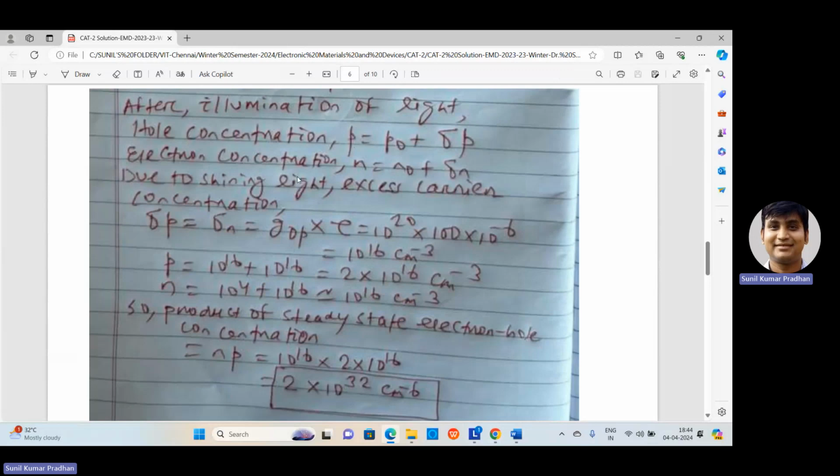And what will be my electron concentration? That is equal to N, which is equal to N naught plus the change in electron concentration. N naught is the electron concentration before the light exposure. Due to shining of light, there will be excess carrier concentration. Now how can we calculate this excess carrier concentration?